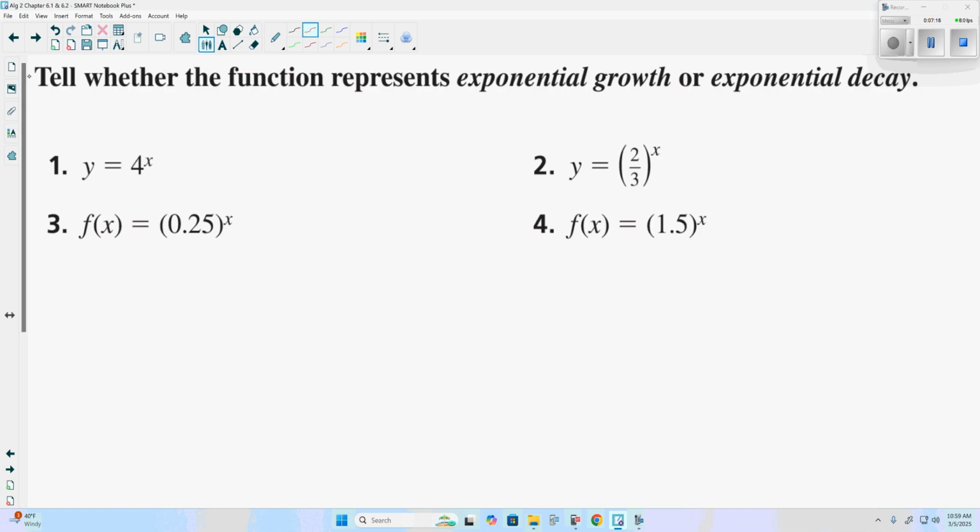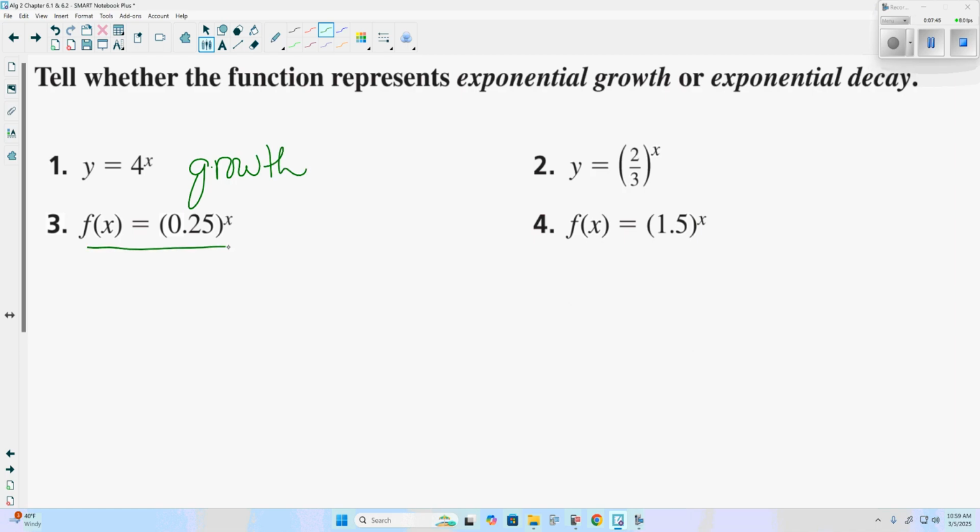Let's look at the next four. These here, they're not asking us to evaluate. They just want us to tell us whether they are growth or decay. So the first one here, y equals 4 to the x. Would that be exponential growth or decay? Growth, because the base is greater than 1.